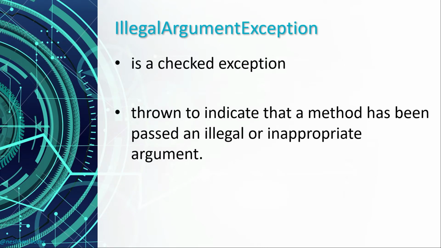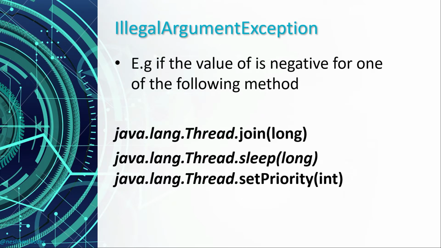IllegalArgumentException is a checked exception as well, and it's thrown to indicate that a method has been passed an illegal or inappropriate argument. Thread.setPriority can cause IllegalArgumentException.